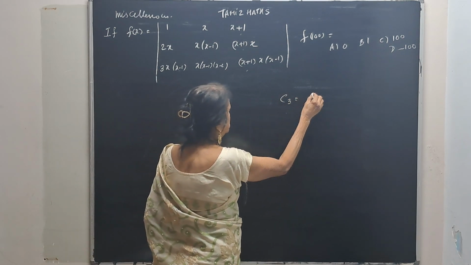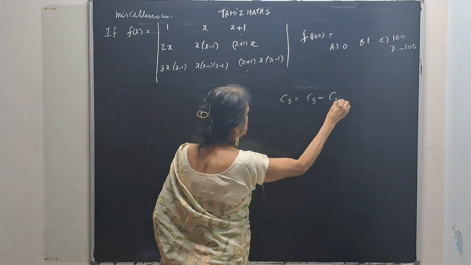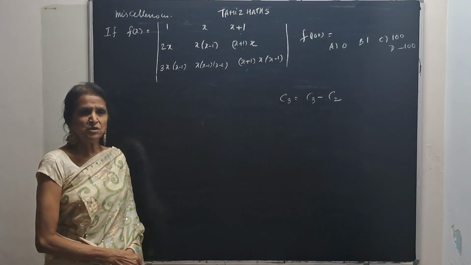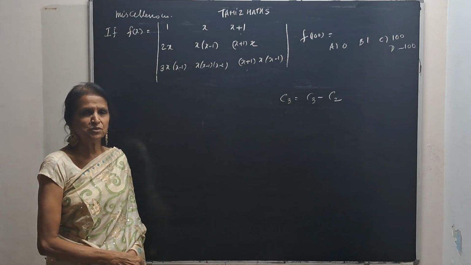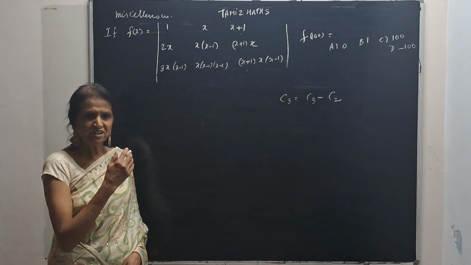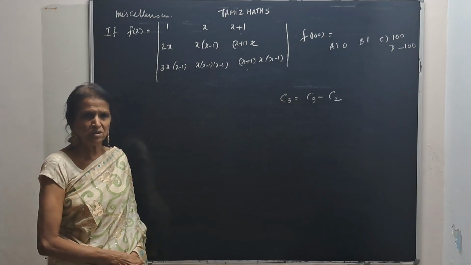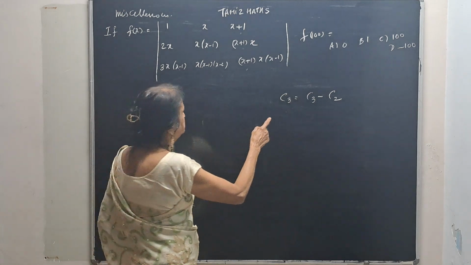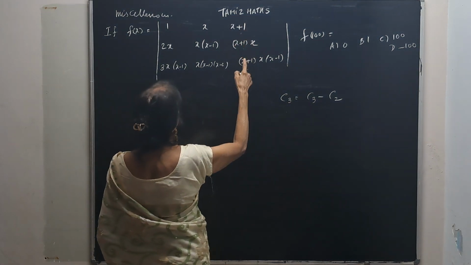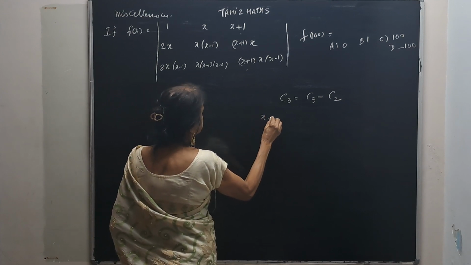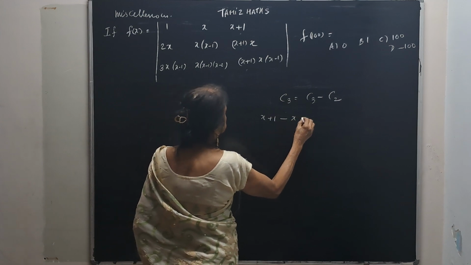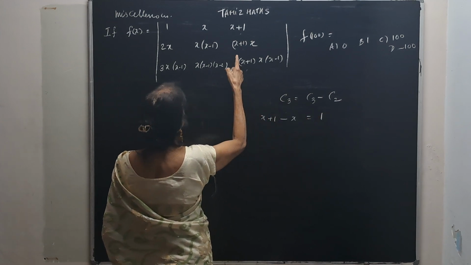column 3 is equal to column 3 minus column 2. This is allowed, isn't it? Column 3 is equal to column 3 minus column 2. You can't do manipulation with all three columns, but one column or two columns you can. Now column 3 is column 3 minus column 2. This is column 3, and this is column 2. So that element will become 1.